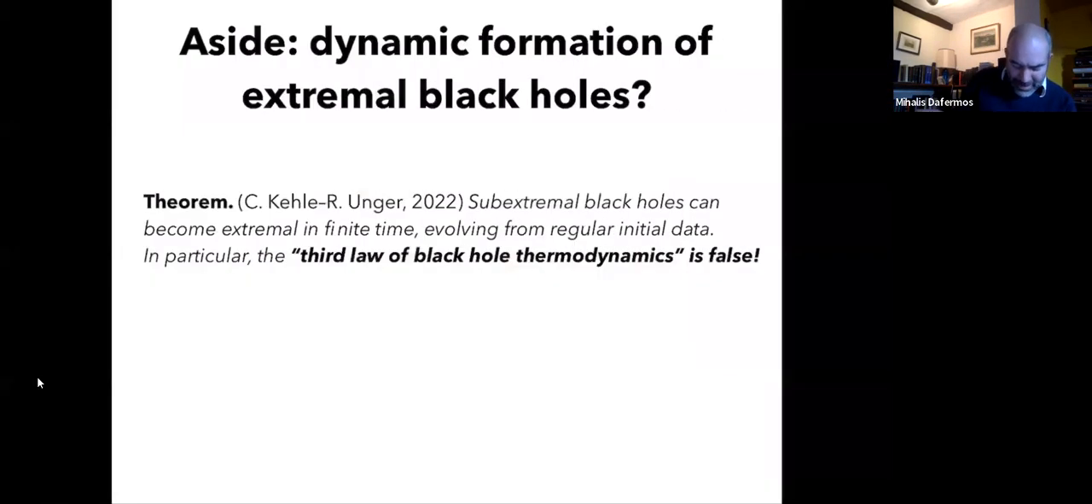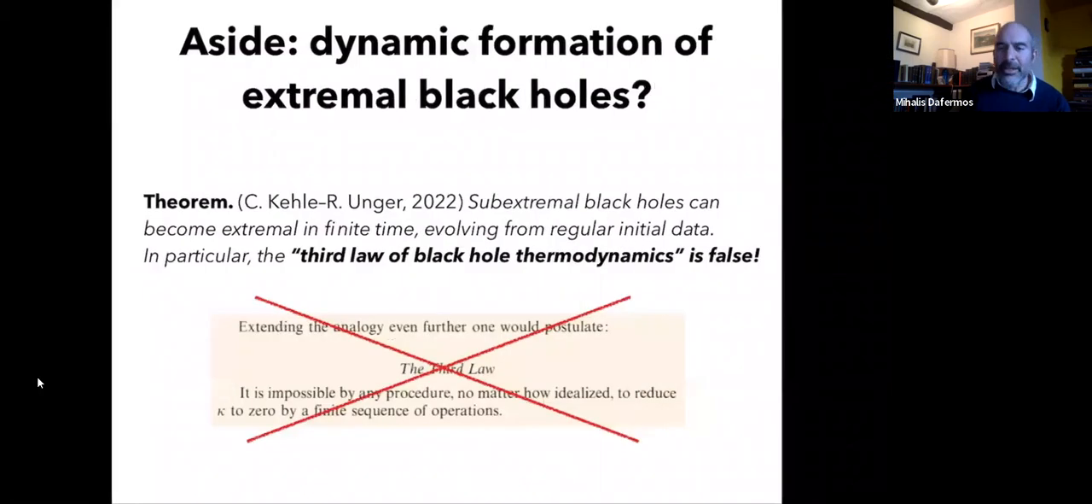But actually, recently it was proven by Kerr and Unger that no, there are actually sub-extremal black holes that become extremal in finite time dynamically, starting from completely regular initial data. So in particular, this third law of black hole thermodynamics is just false in general relativity. And this, again, is a surprising fact, because this third law basically appears in most textbooks on black hole physics, but it's in fact incorrect.